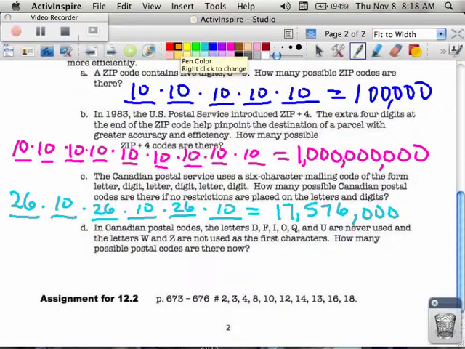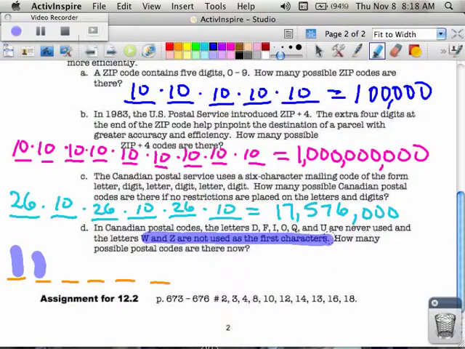Okay, so in letter D, they throw some more specifics at us. They still have 6 blanks, 1, 2, 3, 4, 5, 6, but now they tell us that when you're talking about the first characters, which are here and here, we know that in the first characters, we don't use W or Z, and we also don't use D, F, I, O, Q, and U. So how many different letters are subtracted out of the first possibility? 8.